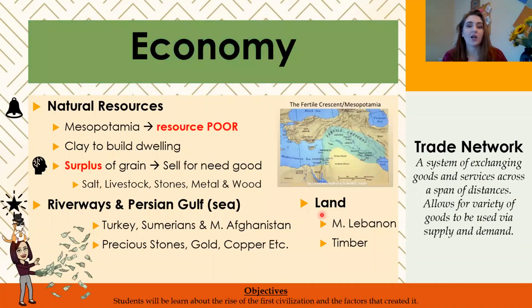So first off, economy. Economy is one of the main things that creates a civilization. Without a strong economy, there's no way to get the resources necessary to live. So the first thing I want to talk about is natural resources. Any city and any nation that we have today revolves around what natural resources they have, do not have, and are able to get. So Mesopotamia and the area around it was actually resource poor.